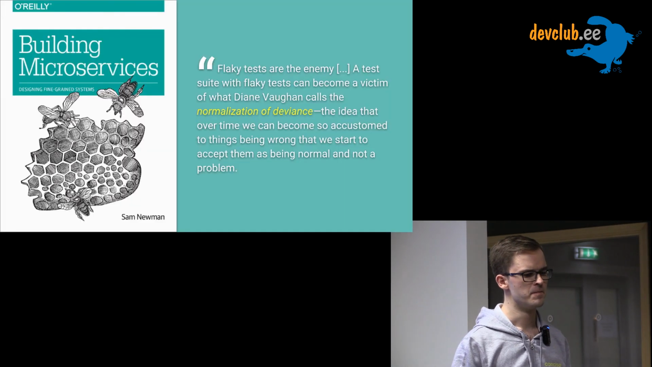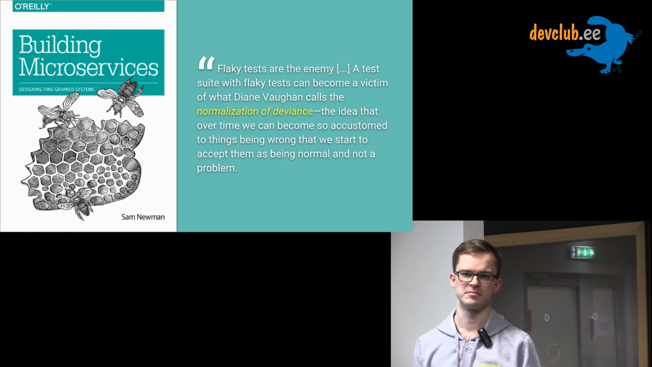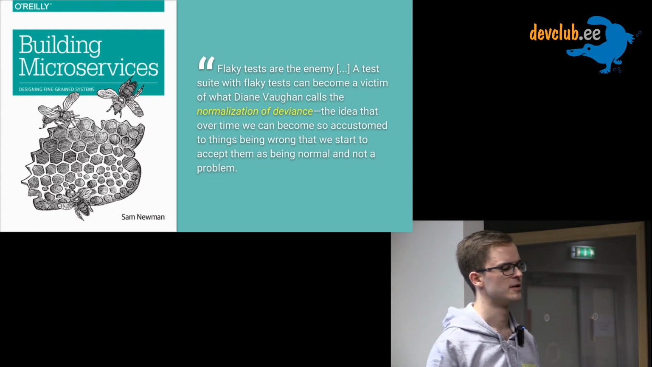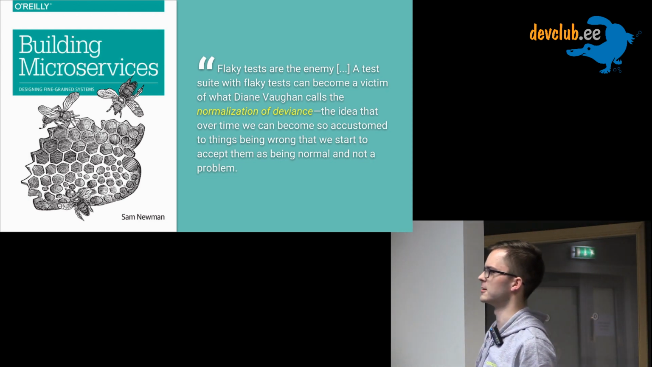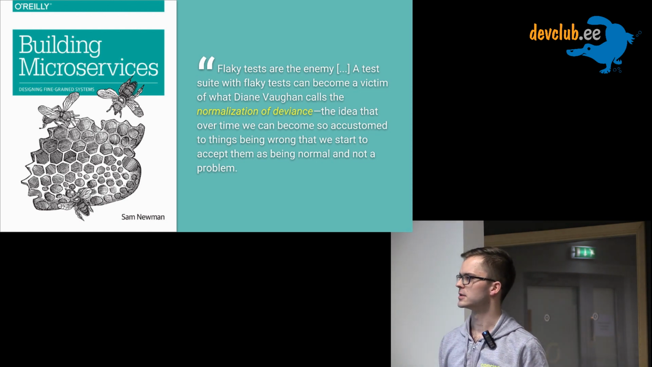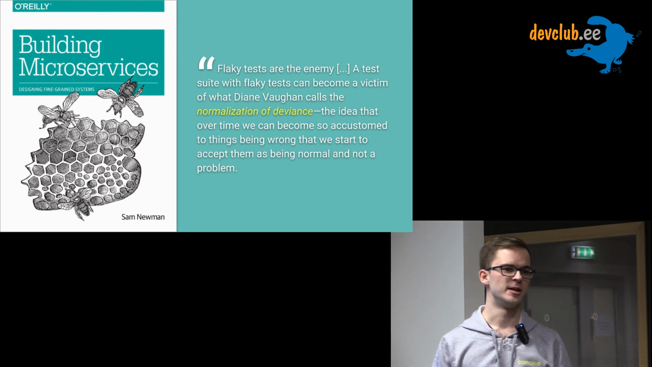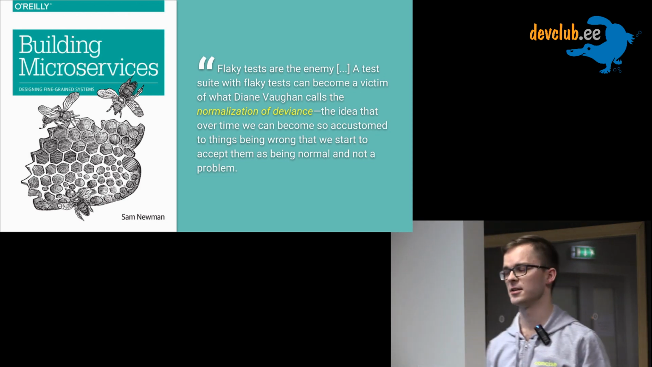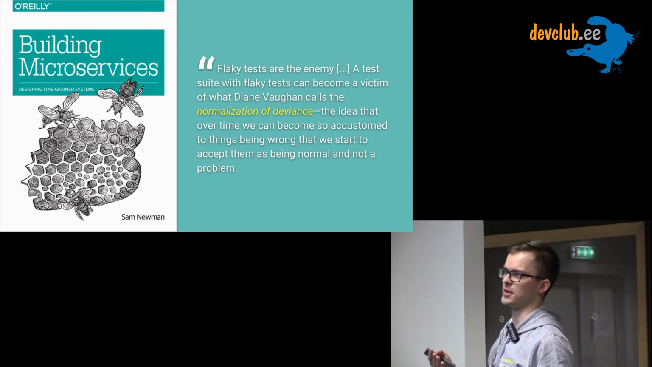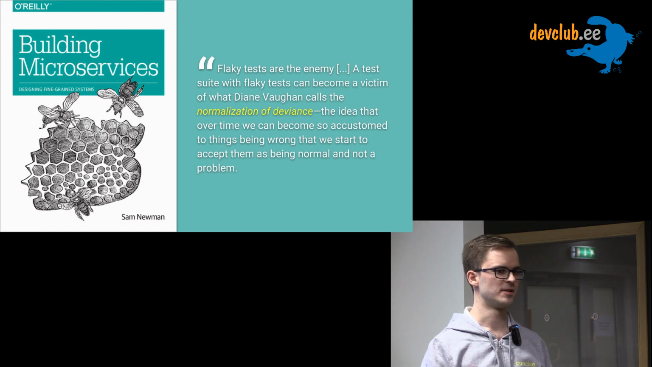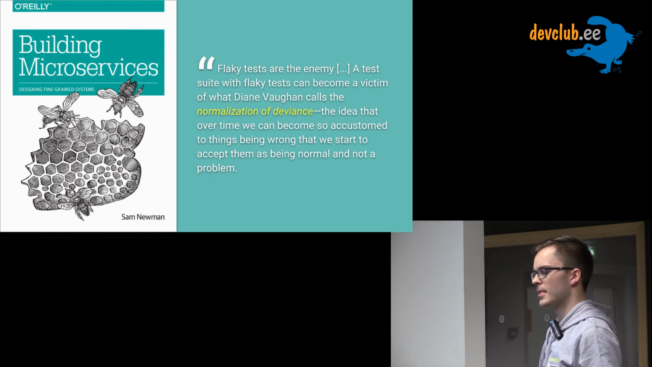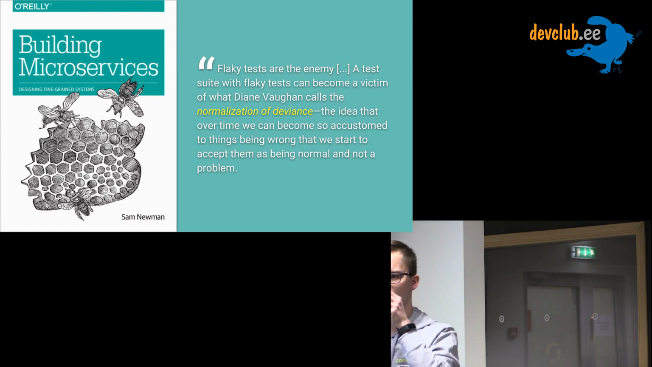So there's this book, Building Microservices, by Sam Newman, and he had this to say about flaky tests. Flaky tests are the enemy. The suite with flaky tests can become a victim of what Diane Vaughan calls normalization of deviance. So this is an idea that over time we can become accustomed to things being wrong, that we accept them as being normal, and we don't consider them as being an erroneous situation. And then the real problem sneaks in, and then you don't know if it's a real problem.